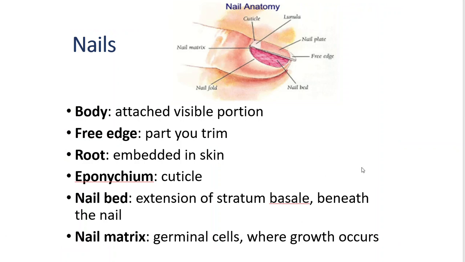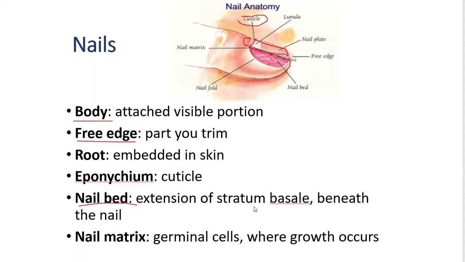Fingernails. Okay, the body is this part right here, guys. It's what you really consider to be the fingernail. The free edge is the part that goes beyond the end of the finger. It's the part that gets trimmed. The root is the part that's underneath the cuticle there. The eponychium is just another name for the cuticle. Nail bed is an extension of the stratum basale.